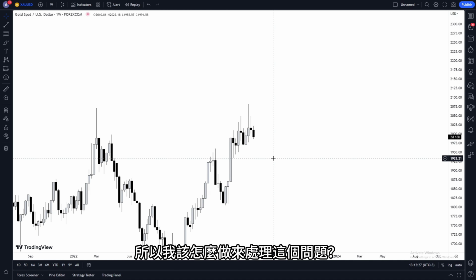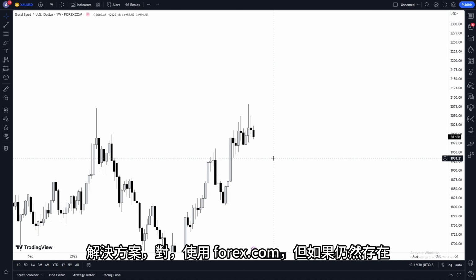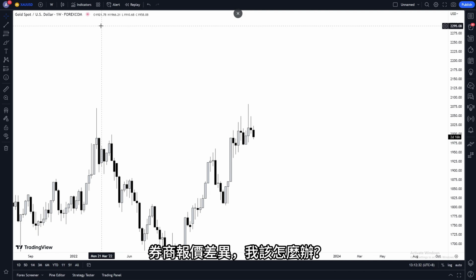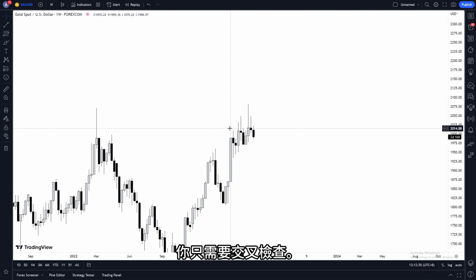So what do I do to deal with this? Avi, you've given us a little bit of a solution, use forex.com, but if there are still broker discrepancies, what do I do? Very simple. You simply cross-check.